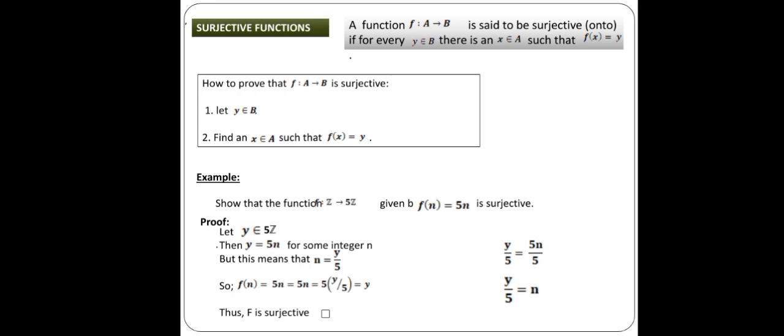So the next one is we will plug in the value of n. So f of n is equal to 5n. So n is equal to y over 5, so 5 times y over 5. Then cancel the 5. So what remains is y. So we can say thus that f is surjective.